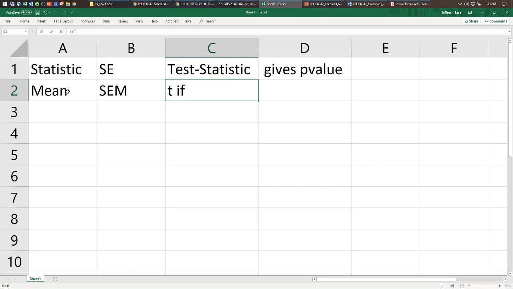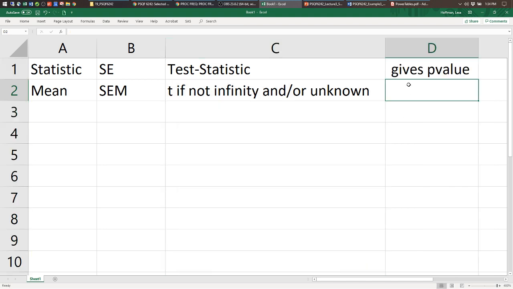If you don't have an infinite sample, if not infinity, and or... what else? What about variance? Variance is known or unknown? T. T is unknown, because then we have denominator degrees of freedom, and we've got to have that. So then we have our T distribution.